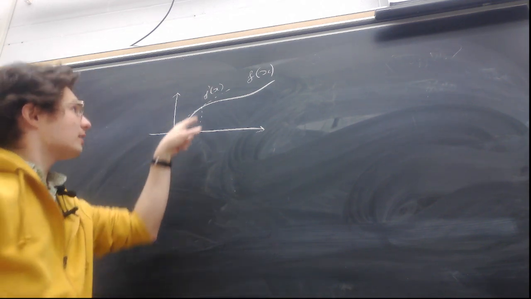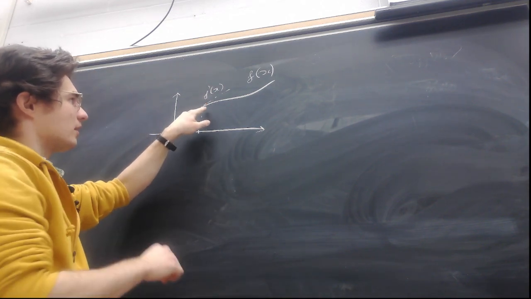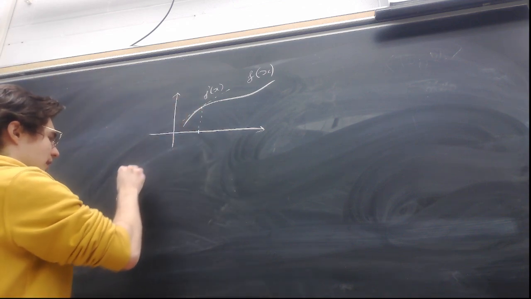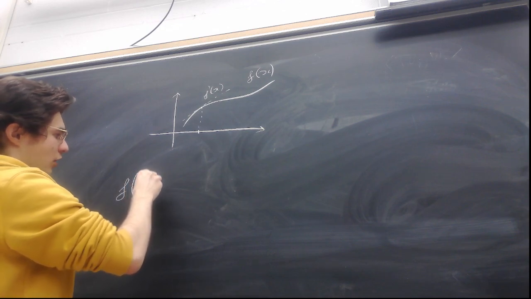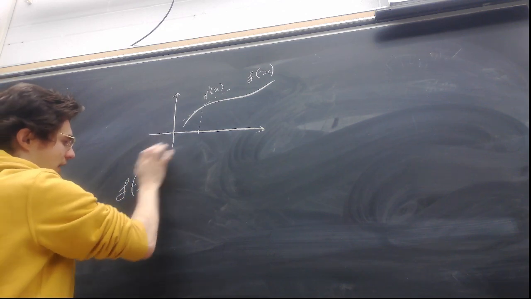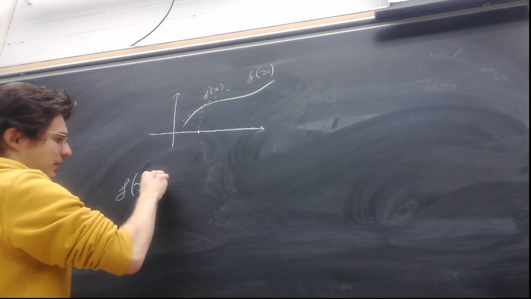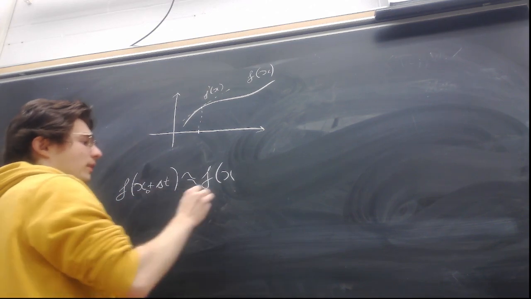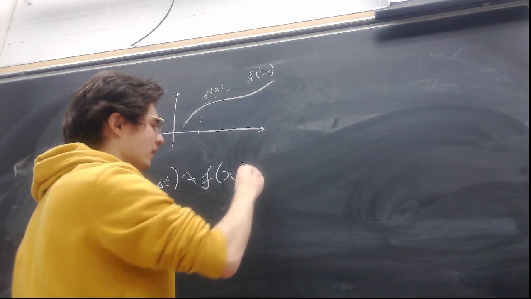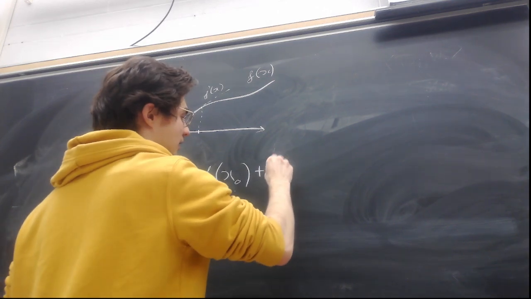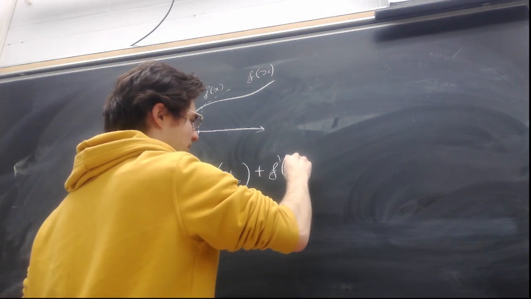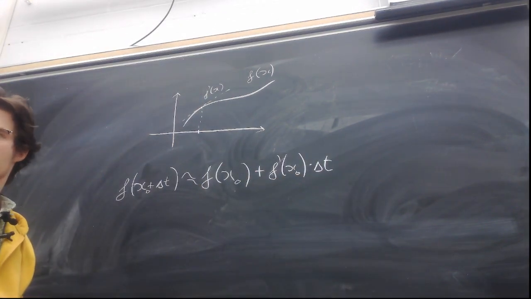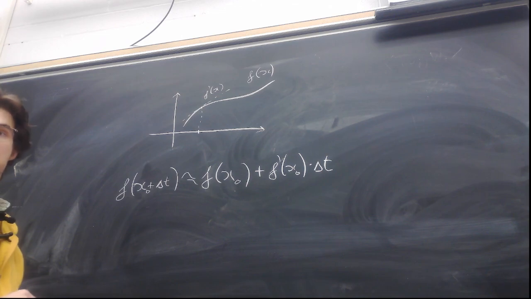Exactly. So I can take this, and using the slope, I can approximate this function, right? So I can say that f of x around x naught, so let's say f of x naught plus some delta t, should be approximately f at x naught plus f prime at x naught times delta t, right? So this is a kind of linear approximation. Make sense? Okay. Do you agree?